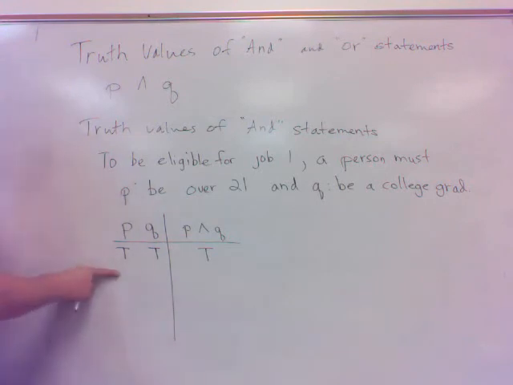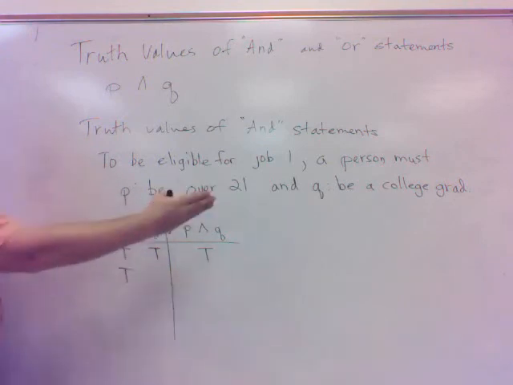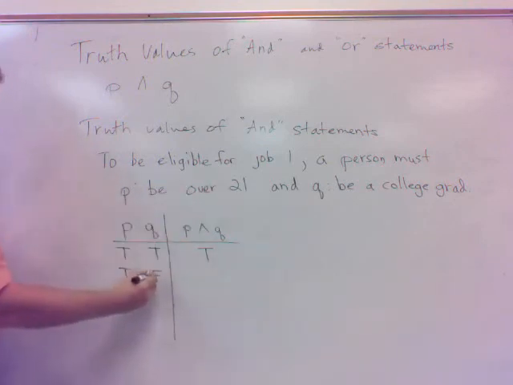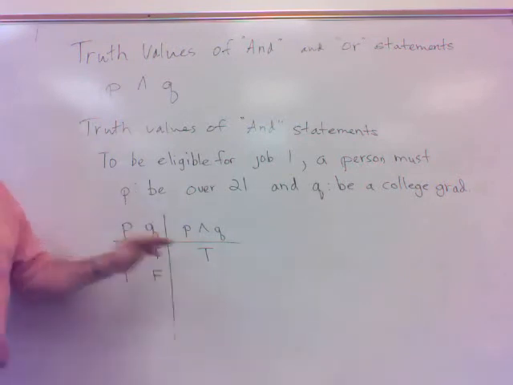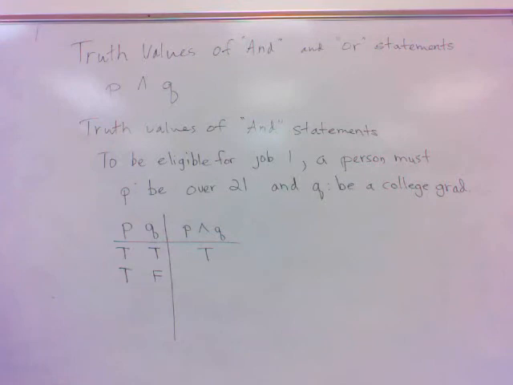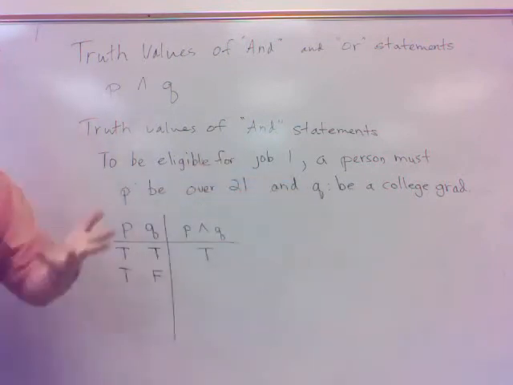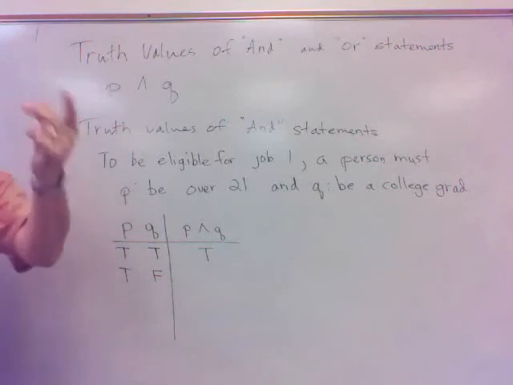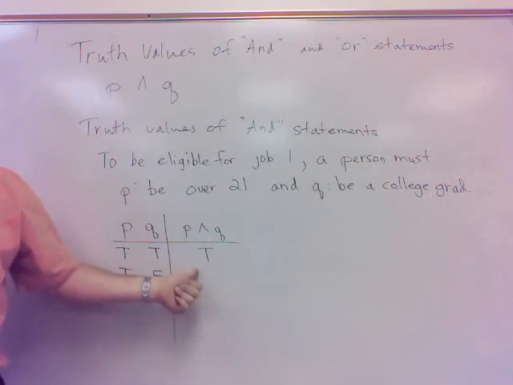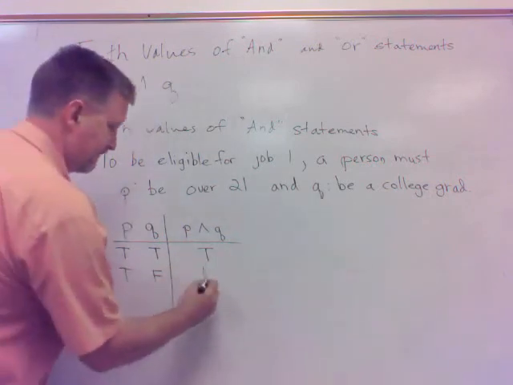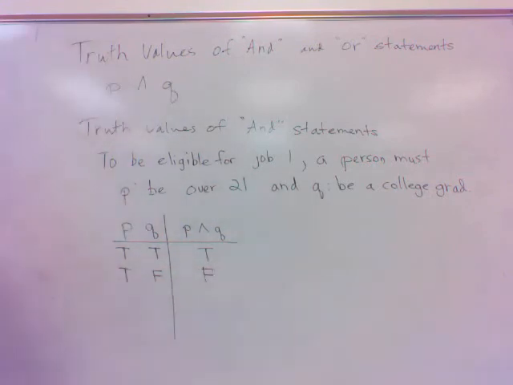All right, person number 2 comes in, and true, they are over 21, but they're not a college graduate yet. It's false, Q. What about their eligibility? Are they eligible, if they're over 21 but they're not a college graduate? No, they're not, because it says and, doesn't it? You must be over 21 and a college graduate. You have to be both of them. So the and statement here is false. See that? You with me on that?